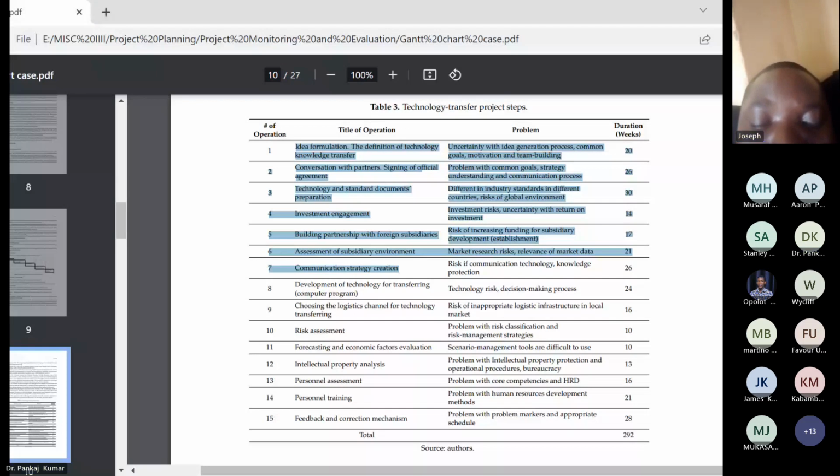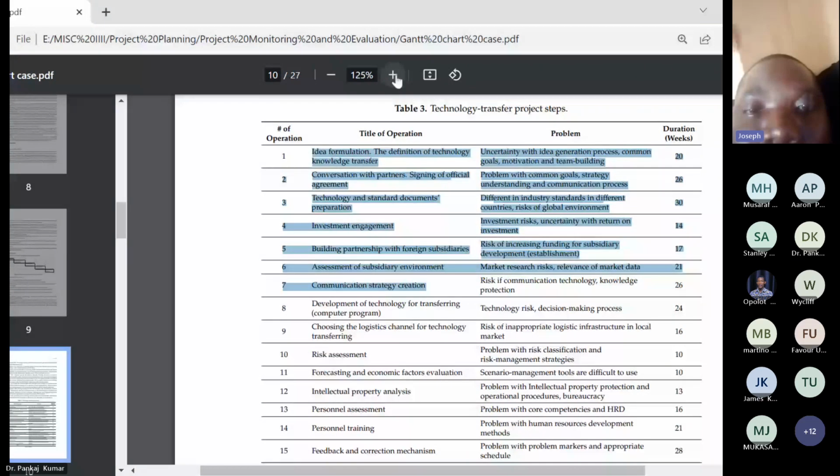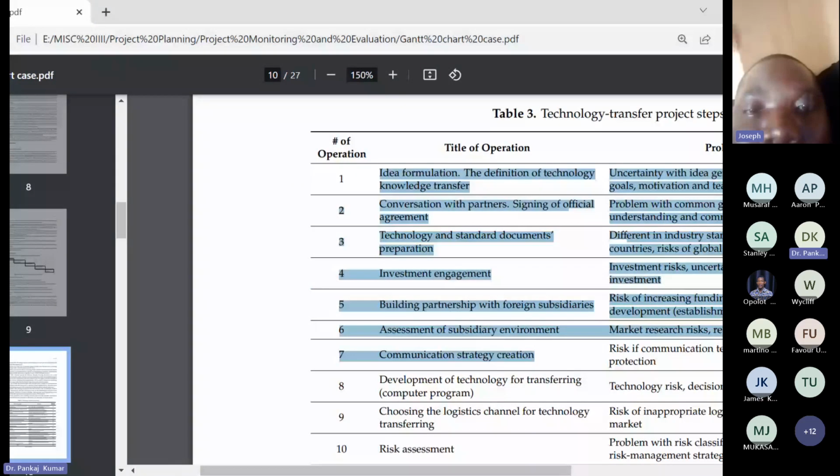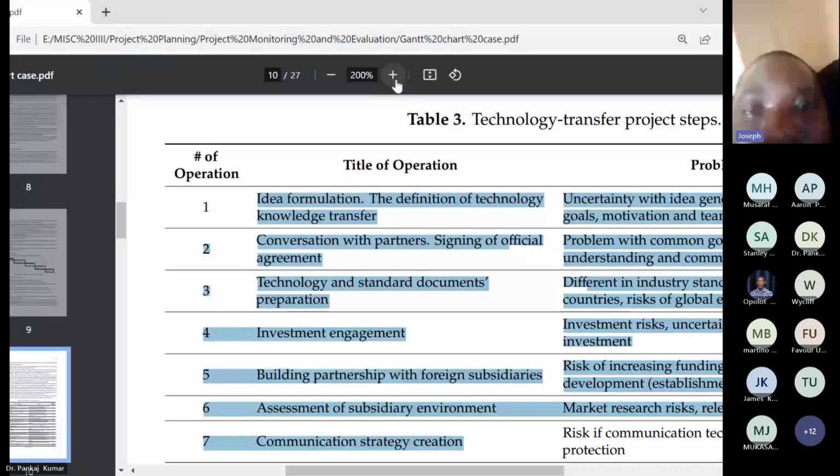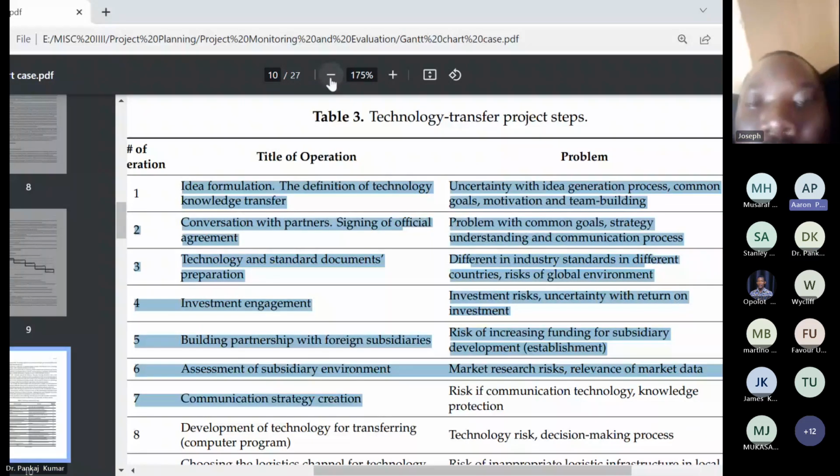Doctor, can I ask? Is it okay if you can enlarge the size of the words? We are unable to see. Yes, yes. Now it is visible. We are able to see now. Thank you. It's visible, but you hide the others. Okay, thank you.